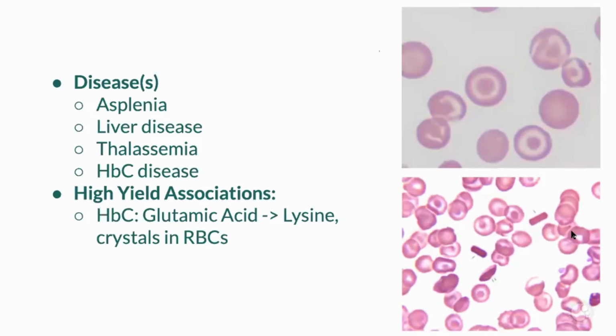Just because hemoglobin C disease is something that folks don't think about often, I think of it as similar to sickle cell disease, except that the amino acid substitution is glutamic acid to lysine as opposed to valine. And the bottom picture shows some of the crystals that can be associated with the diagnosis of hemoglobin C disease.